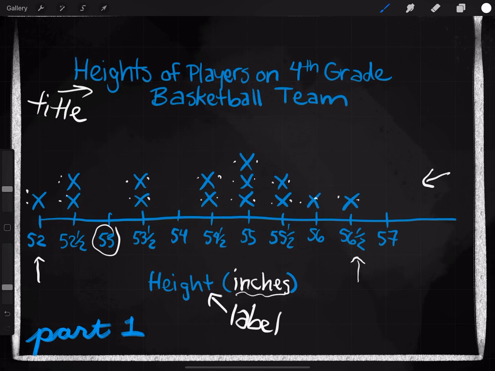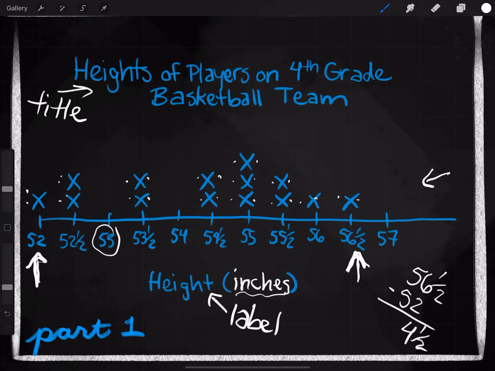Okay, so you can also use this number line to find the difference between 2 different heights. So how much taller is the tallest person than the shortest person? So here's the tallest person again with this white arrow, and here's the shortest person. You can always subtract, so 56.5 minus 52. So there's 4.5 inches difference.